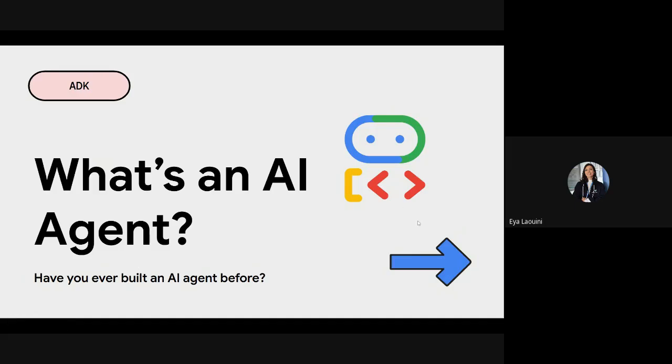Okay, so let's start. We have talked about Gemini 3 and a little bit of its capabilities, and the platforms that you can try and start building on. But here we want to build an AI agent. So, what is an AI agent? Have you ever built an AI agent before? Please share your thoughts here. I don't know if you want to talk or chat. Please feel free. I want some interactions.